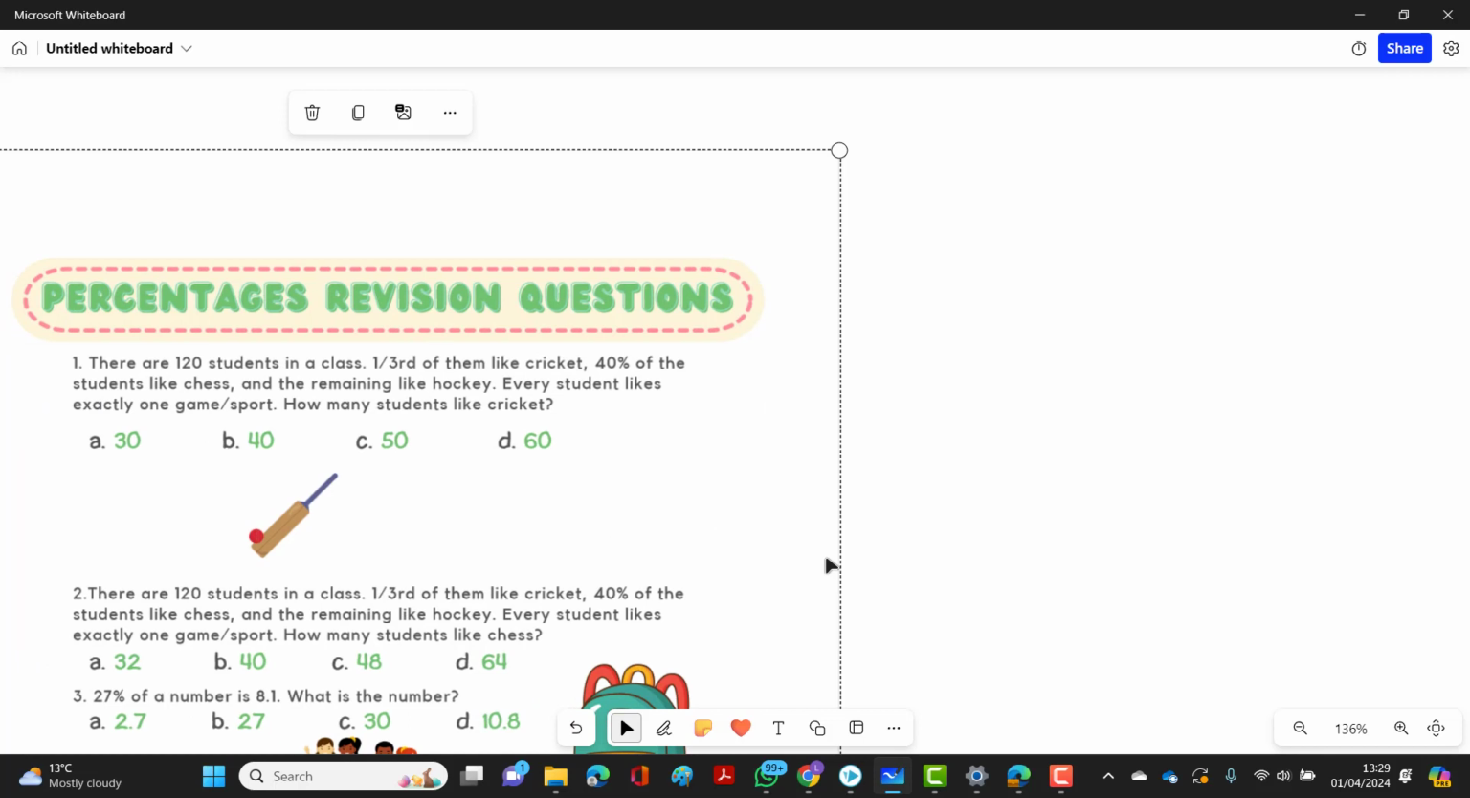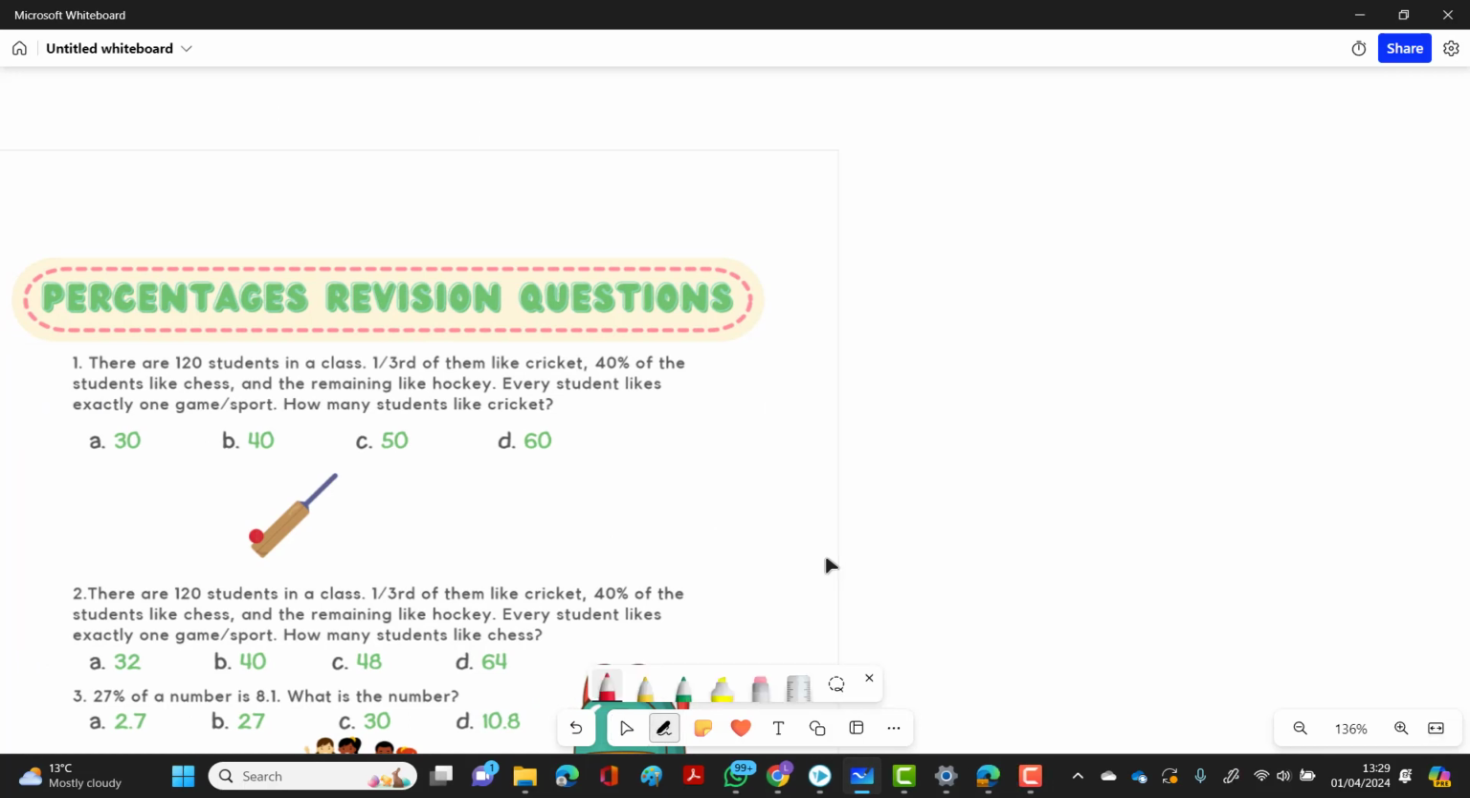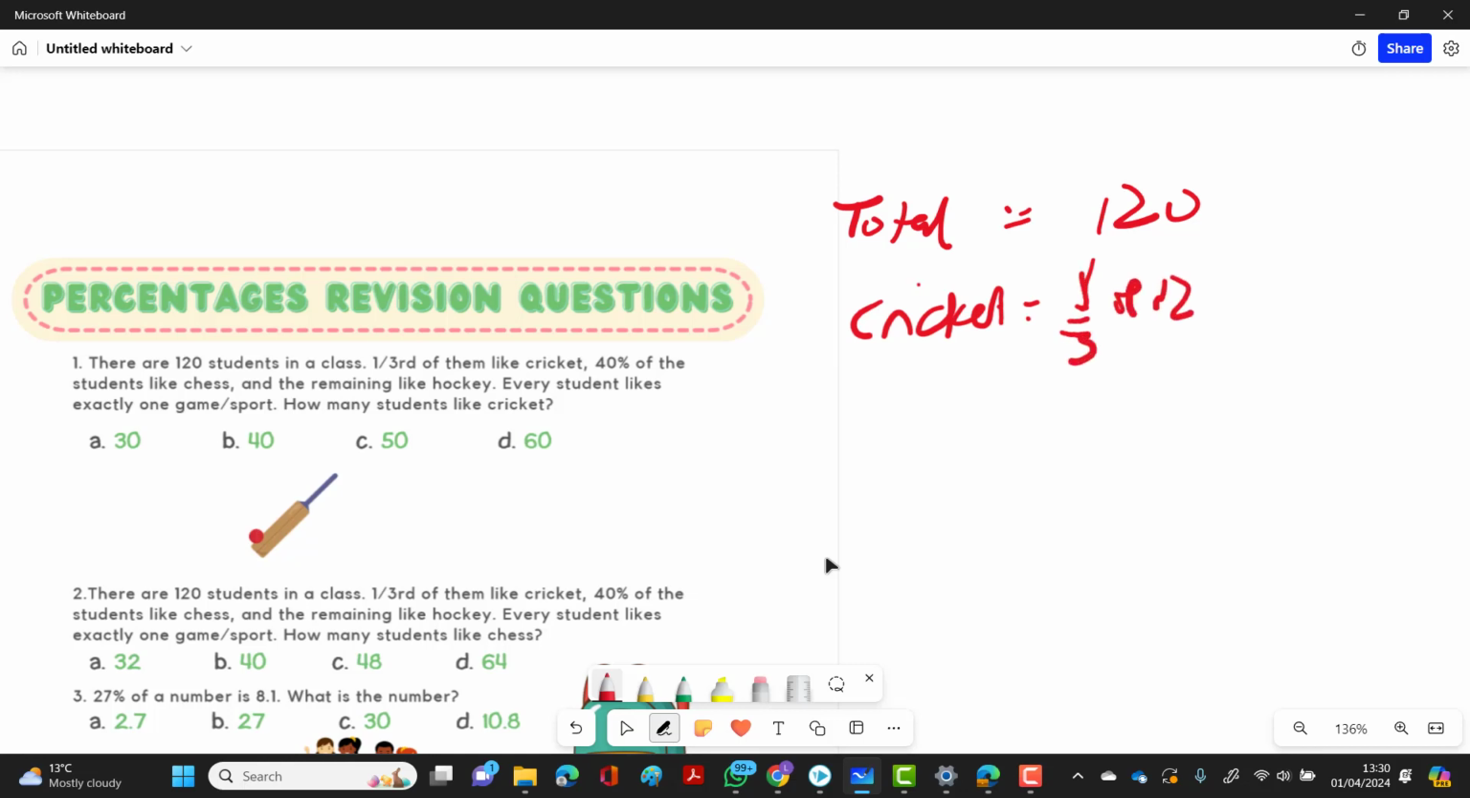There are 120 students in class, 1/3 of them like cricket, so you need a bit of fraction skills on this one. So the total is 120. Cricket equals 1/3 of 120, which equals 40.